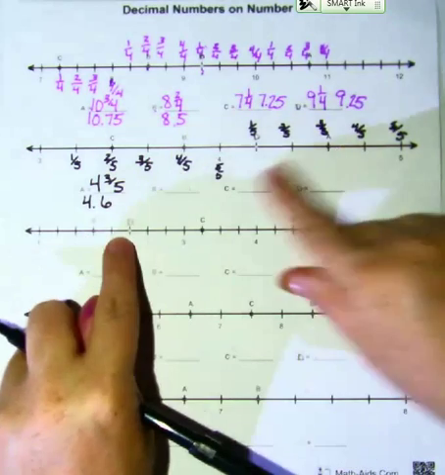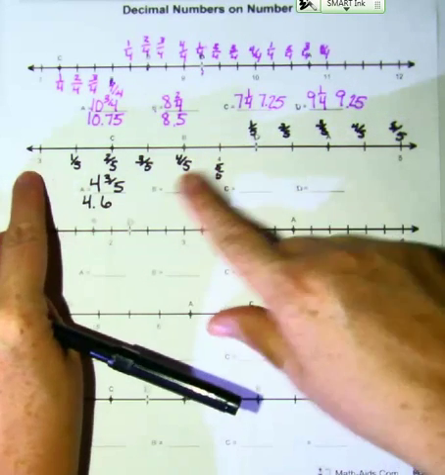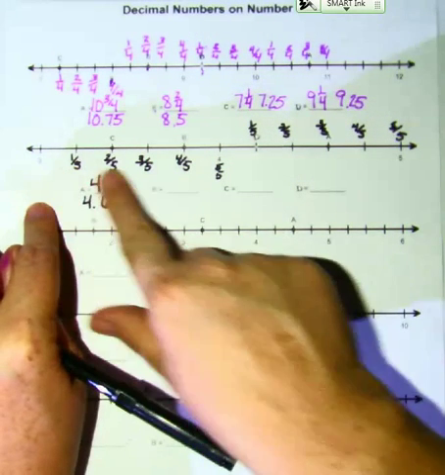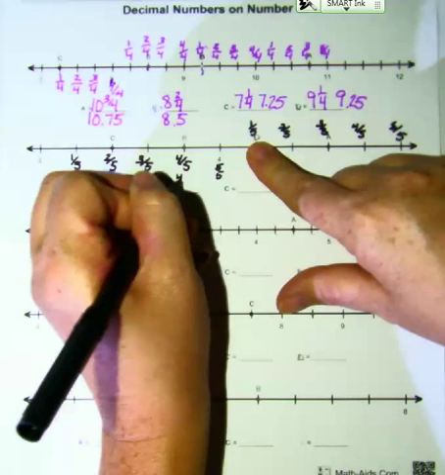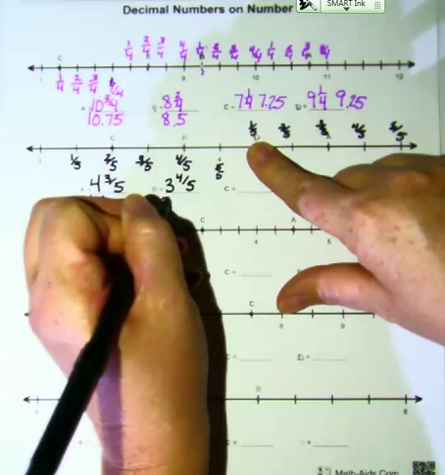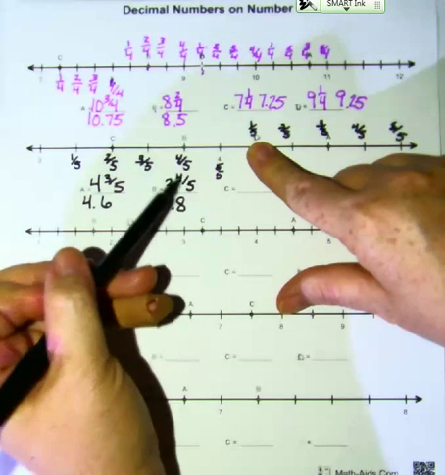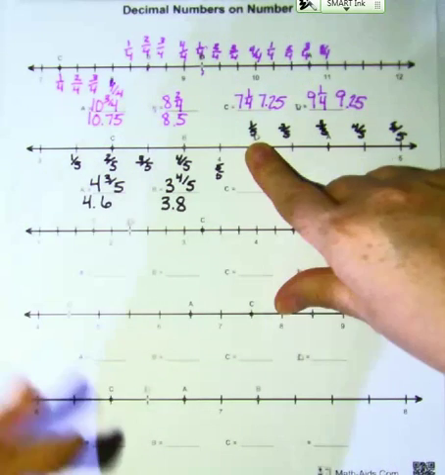B is located right here. It's between the 3 and the 4. So it starts with the 3, and it goes to the 4/5. So this is 3 and 4/5, or 3.8, because 4 divided by 5 is 0.8.